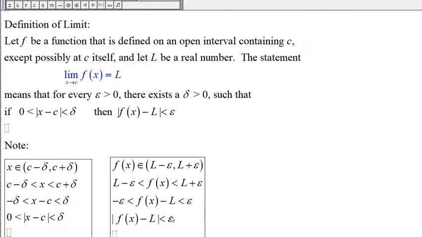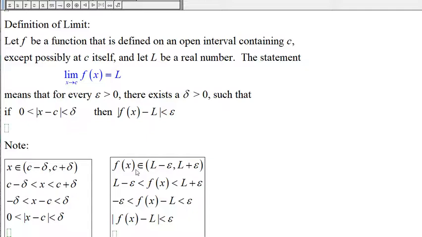Here's why. X inside the interval C minus delta and C plus delta is the same thing if we write it like this using inequalities. X is between C minus delta and C plus delta. Now subtract C, then we get negative delta less than x minus C less than delta. And then using absolute value notation, we have the absolute value of x minus C is less than delta.